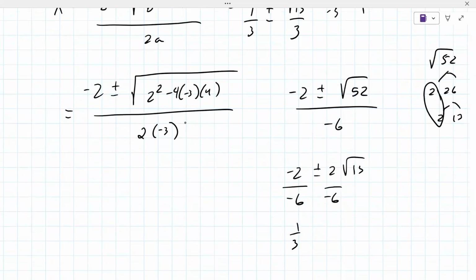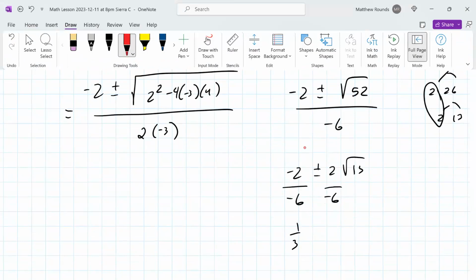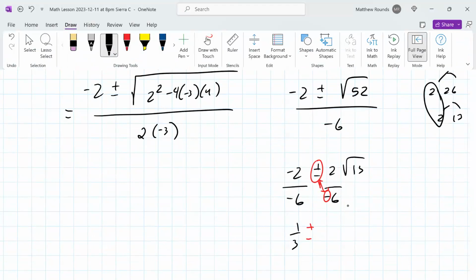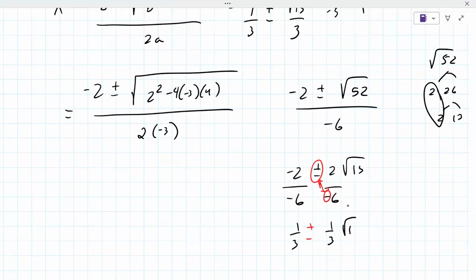So this is 1/3. The negative on the bottom goes with the plus or minus to just make it plus or minus again, so you don't have to actually do anything on that. And then it's 1/3 square root of 13. Okay, that makes sense. I do remember that.